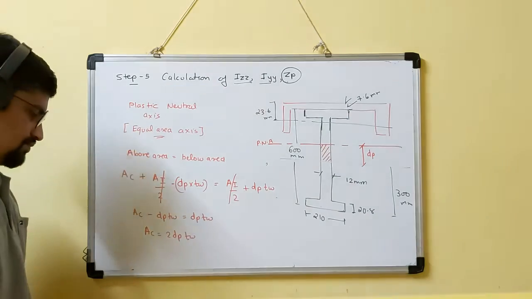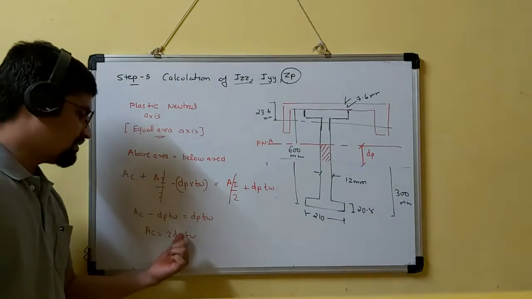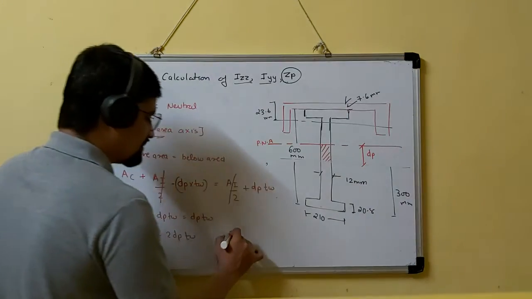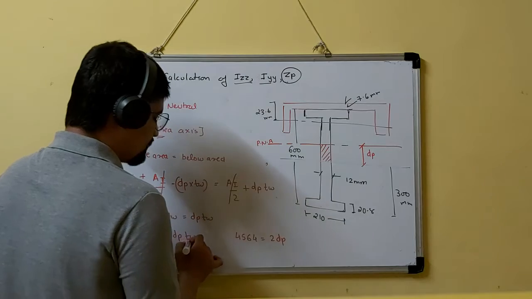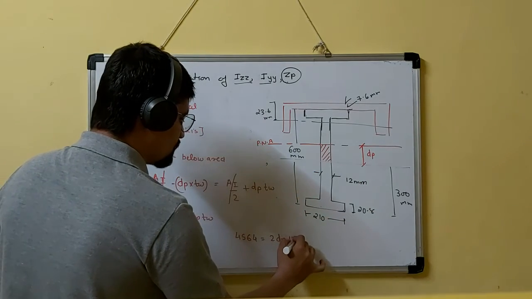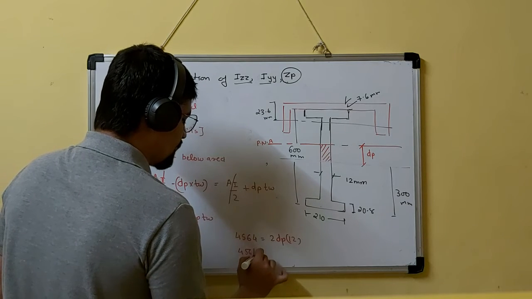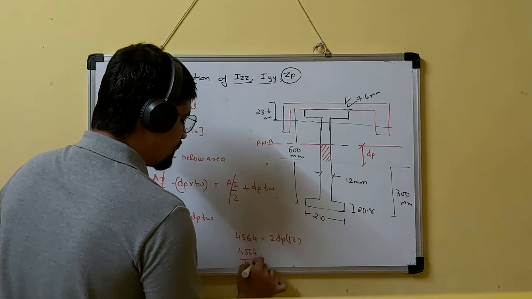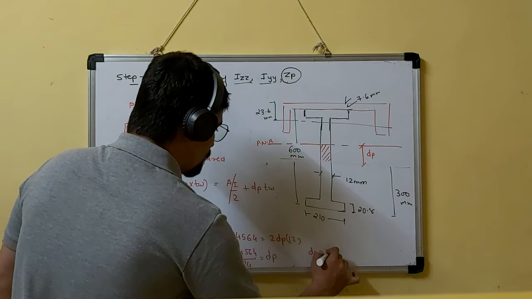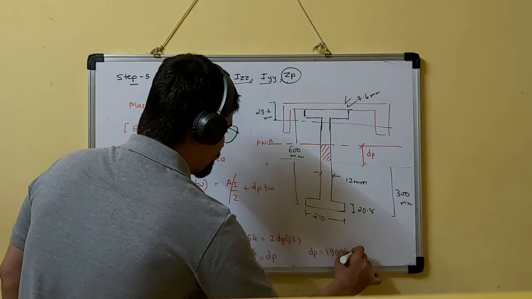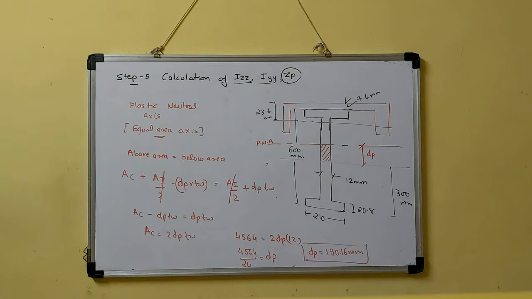Now we need to get this value dP, and we have both values, AC and TW. AC means the area of the C section, which is 4564, equals 2 dP times the thickness of the web of this portion, which is 12 mm. So dP is 4564 divided by 2 into 12, meaning 24, and we get the value of dP, which is 190.16 mm.